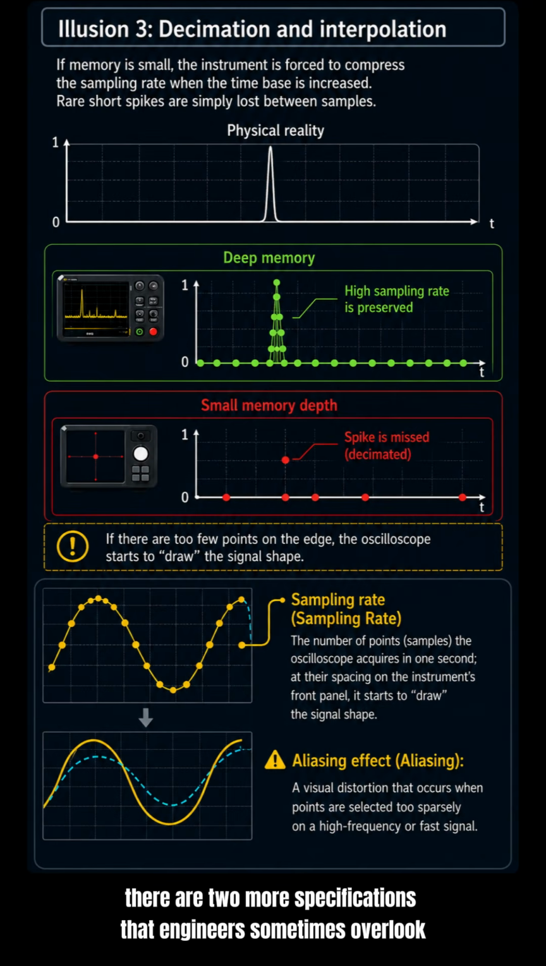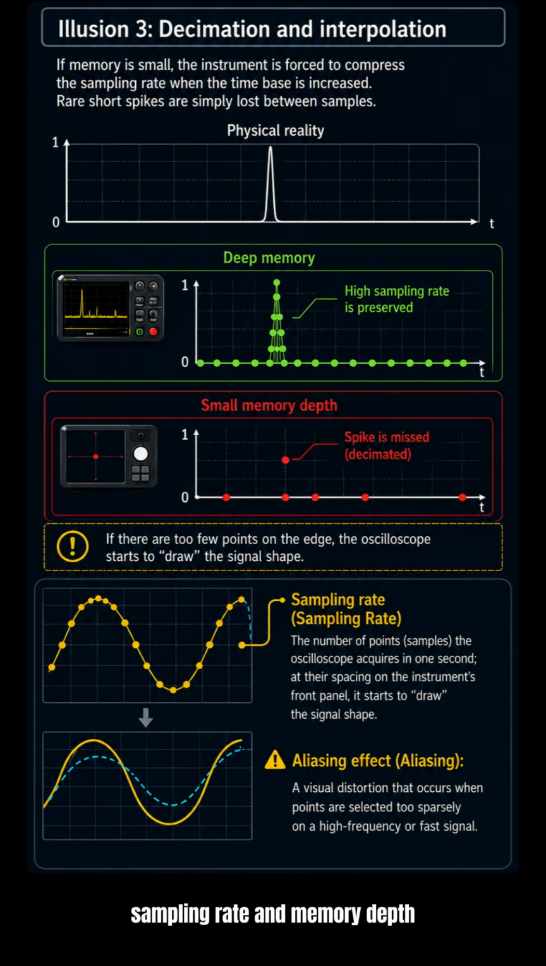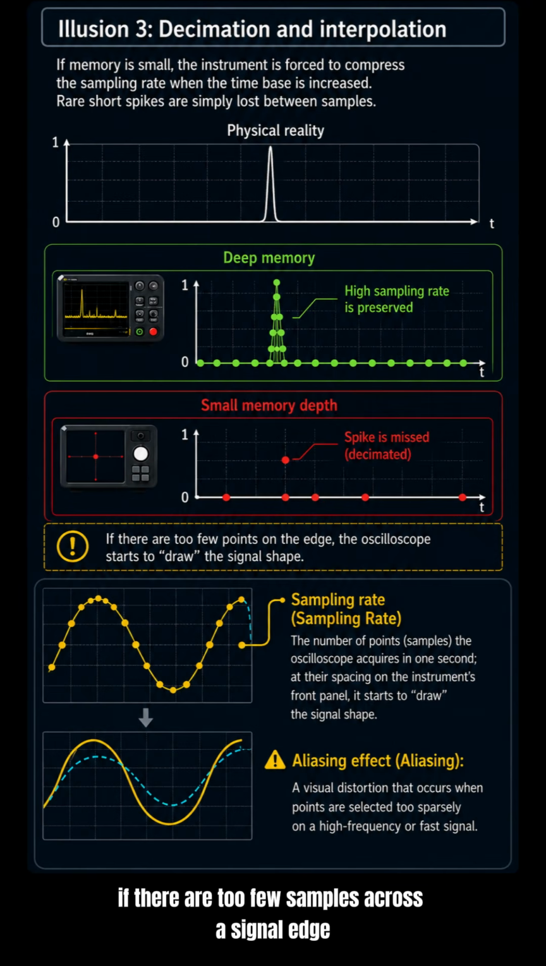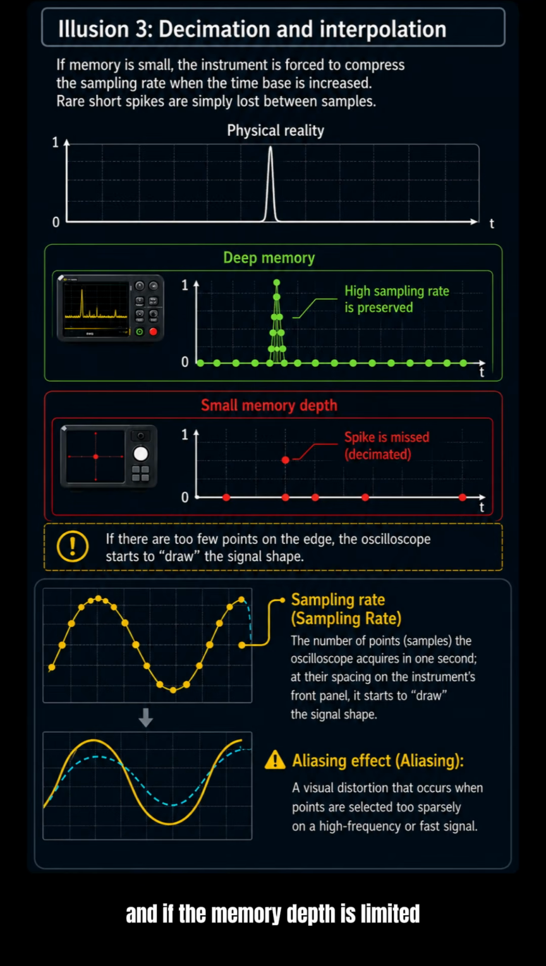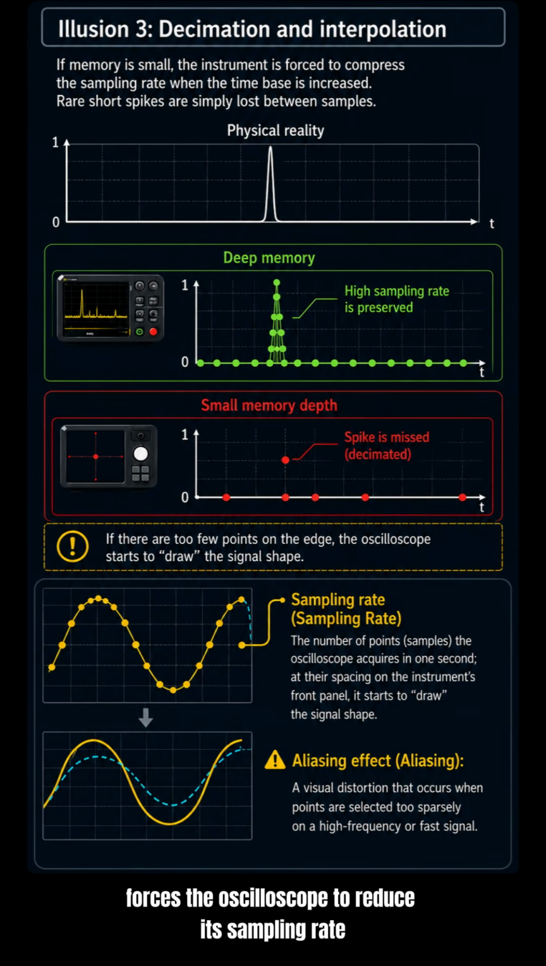There are two more specifications that engineers sometimes overlook: sampling rate and memory depth. If there are too few samples across a signal edge, the oscilloscope begins reconstructing the waveform rather than displaying the actual signal. And if the memory depth is limited, increasing the time base forces the oscilloscope to reduce its sampling rate, causing short, infrequent transients to disappear from the screen altogether.